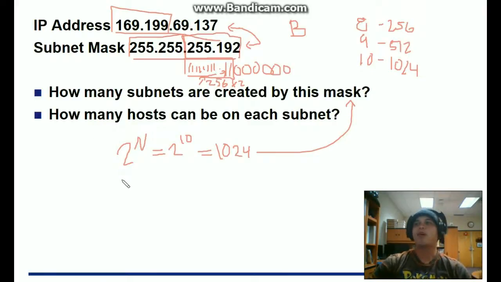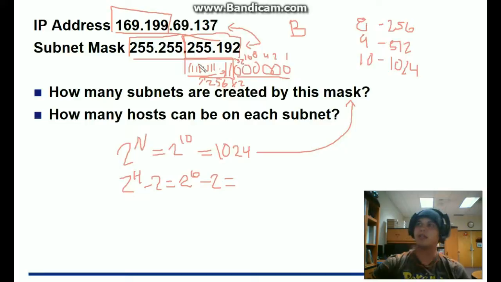Well, remember our other formula, 2 to the h minus 2. H is represented with host bits. How many host bits did we have? Well, we had 6. 2 to the 6 minus 2. So what does that equal? How many bits does that mean? So this is 1, 2, 4, 8, 16, 32.